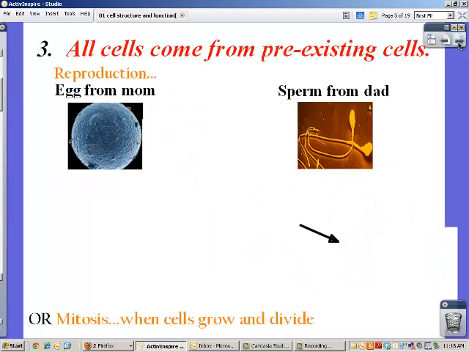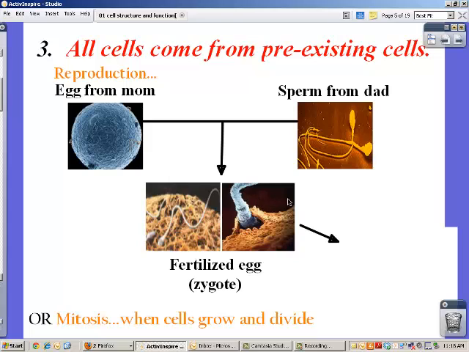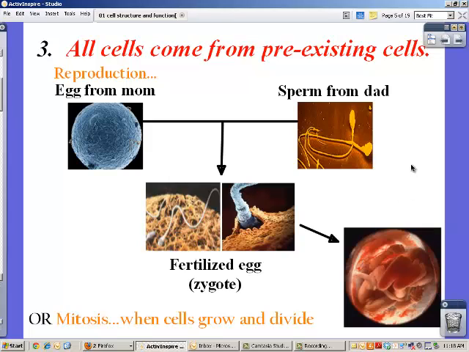And then of course, when we're talking about cells, we say that all cells come from pre-existing cells. And so I gave an example of reproduction. If I were to take an egg cell from my mom and a sperm cell from my dad, they would eventually come together. And them coming together would create a fertilized egg, or what we call in essence a new cell. All right, and of course 9 months later, that cell will continue to multiply and divide, and next thing you know, we have a baby.